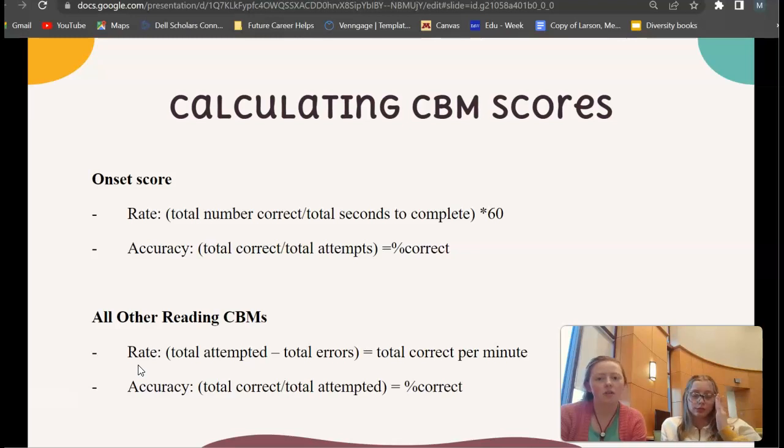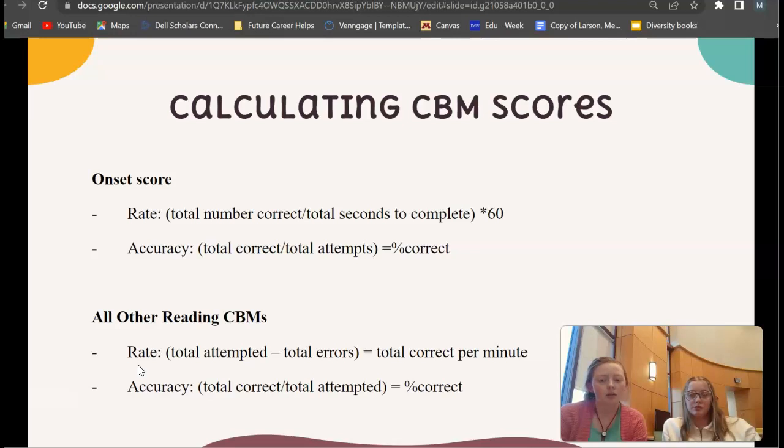Calculating CBM scores can seem really tricky. Here are 2 ways that you can calculate the scores. The first score is listed as the rate, which is the total number of correct answers divided by the total number of seconds to complete, times 60. And the accuracy is calculated by the total number of correct words or items divided by the total number of attempts. This will give you the percent correct.